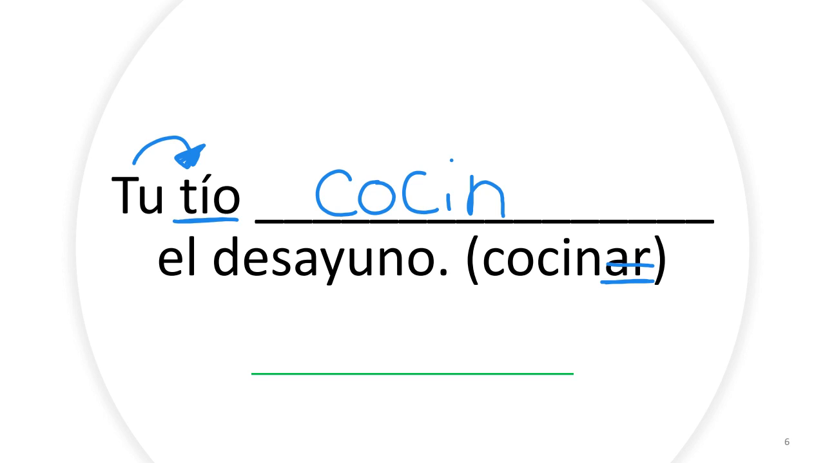The next step, now that we know that our subject is kind of like saying he, right, is to figure out, well, what's the correct ending for AR verbs whenever the subject is he? Well, we know that the ending is A, right? So all we have to do is add that A onto the end. So now we have tu tío cocina el desayuno. Your uncle cooks breakfast. Pretty easy, right?